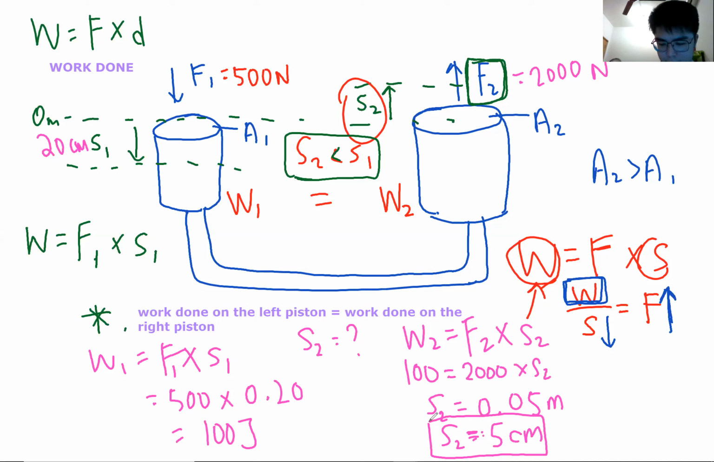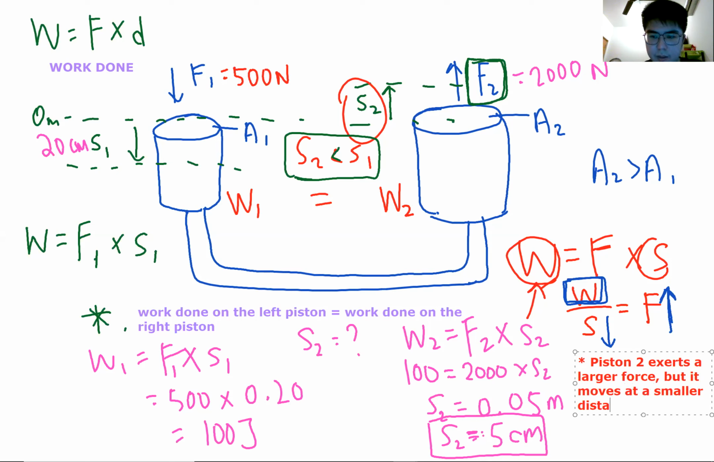Now, okay, so you can write down this one. Put a star here. So piston 2 exerts a larger force, but it moves a smaller distance. All right. Okay, you guys copy this down. However you want to copy it, you can sketch it in your notepad. You can snap it or whatever.